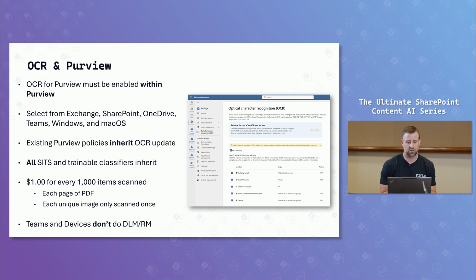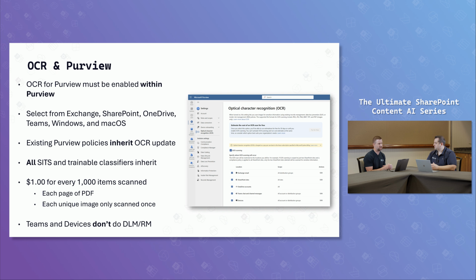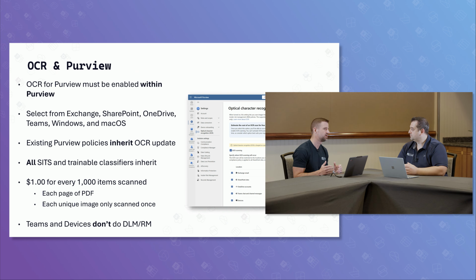Your existing Purview policies will then inherit that OCR update. So you don't need to go back into your DLP policies and configure them. They will naturally inherit the configuration that you've set up as part of the settings inside of Purview. The sensitive information types and trainable classifiers you have also inherit that information. So if I have a custom sensitive information type for, let's say, social security numbers that I've built, it will naturally use the OCR configuration based on that sensitive information type.